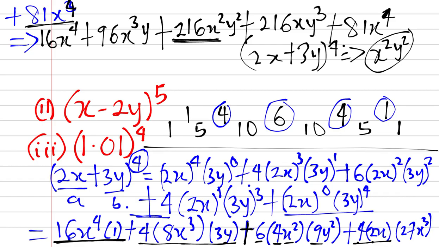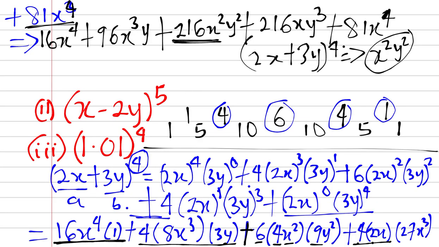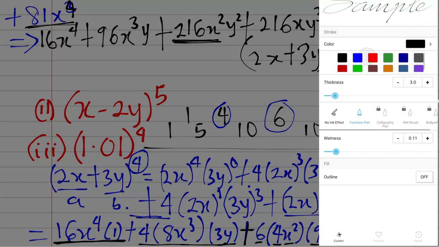All right, so now let's come to the second example, which is x minus 2y all raised to power 5. Now don't forget, we will be using the Pascal triangle for 5 here.